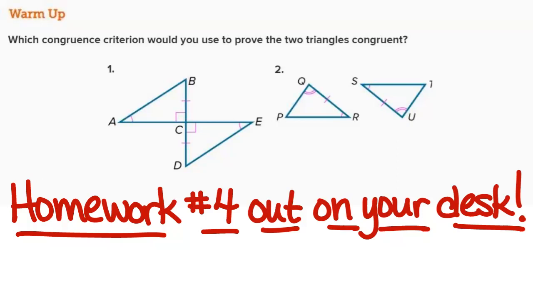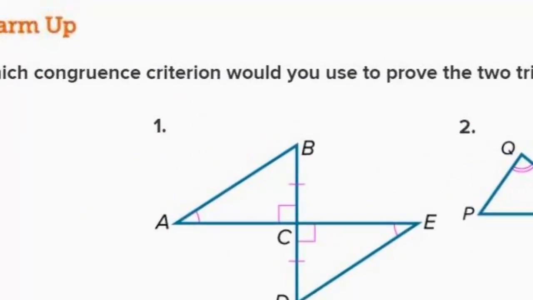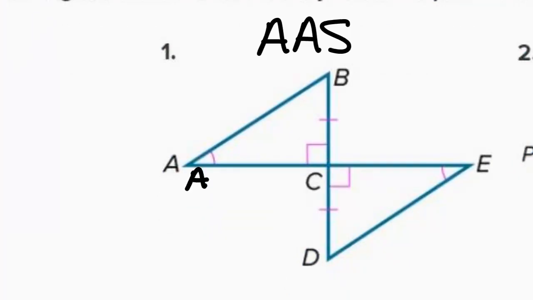On your warm-up, which of the 5 congruence criteria could we use to show that the 2 triangles here in number 1 are congruent to each other? AAS, angle, angle, side. We have an angle here, and then a side. Remember, when you're doing this, you can never start with the piece that's in the middle.